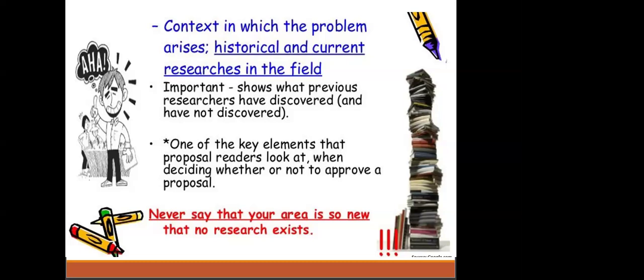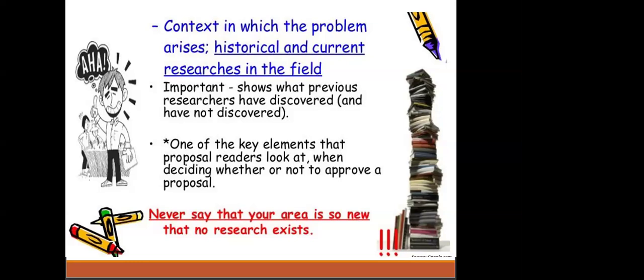It is one of the key elements that proposal readers look at when deciding whether or not to approve a proposal. So when they are looking at your proposal, one of the places they will go and check is your literature review section, and make sure you're up to date. If you are citing works that were done 20, 15 years ago, unless there are some methodologies, for example, or some data that was collected a long time ago, there's nothing new.